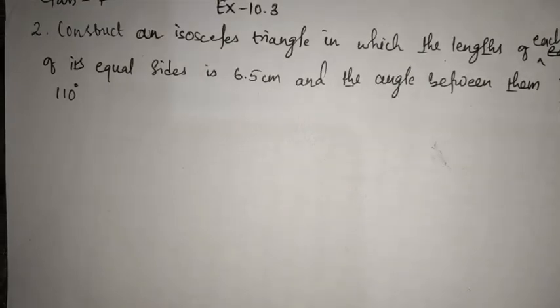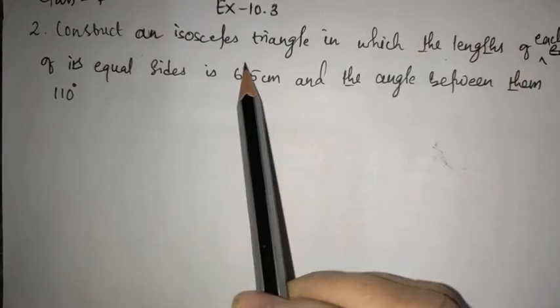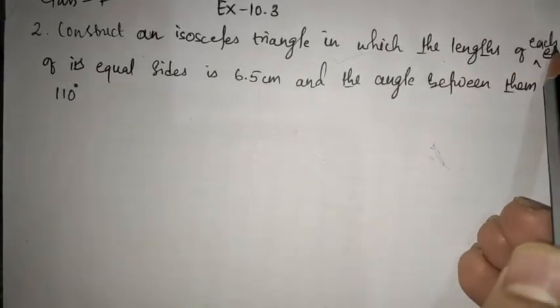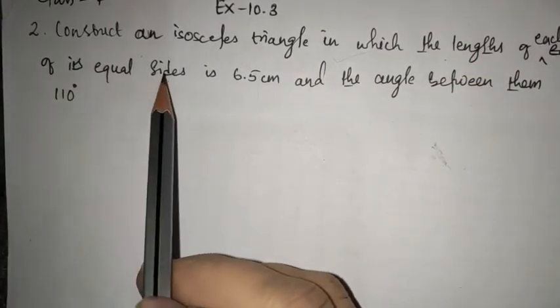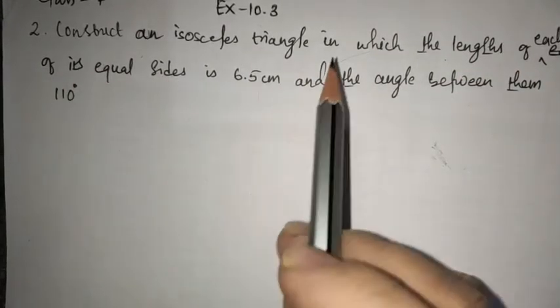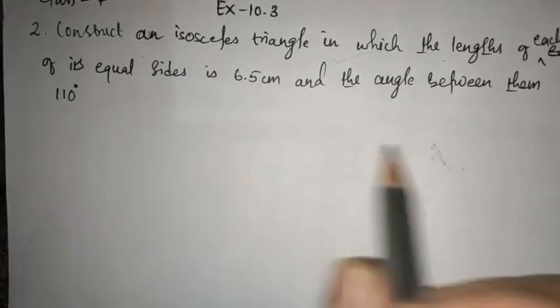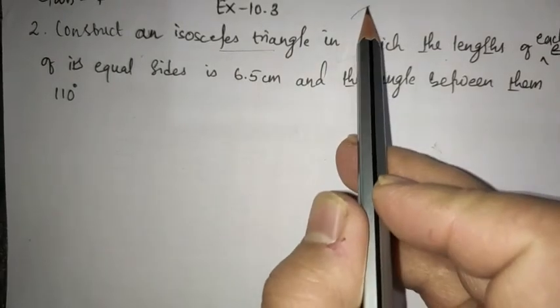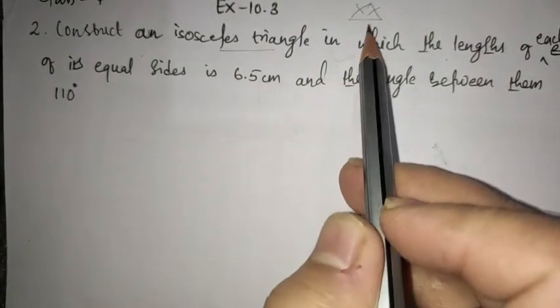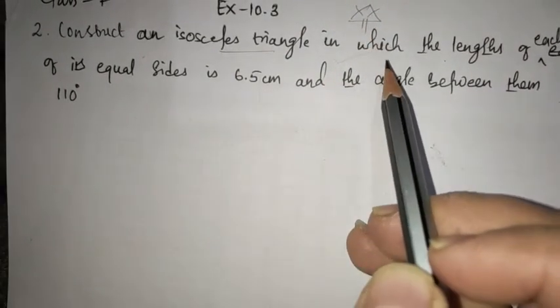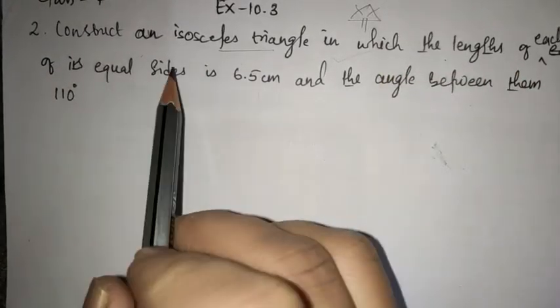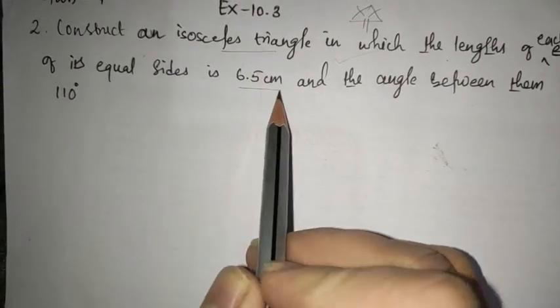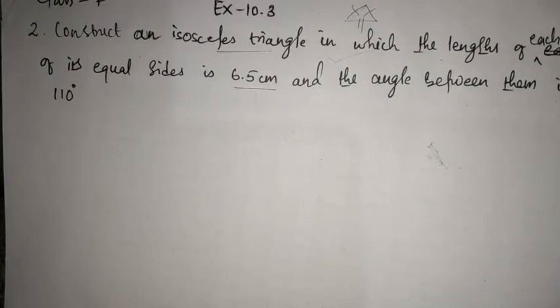The question says: construct an isosceles triangle in which the length of each of its equal sides is 6.5 centimeter and the angle between them is 110 degree. So you have to make an isosceles triangle. You all know what an isosceles triangle is, in which two sides are equal and one side is unequal, right? The length given here is 6.5 centimeter and the angle between them is 110 degree.